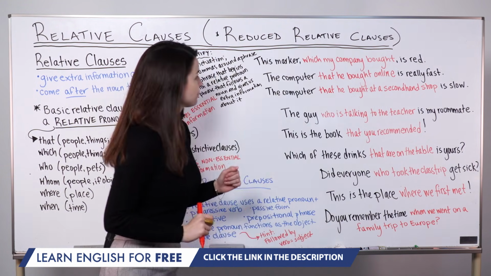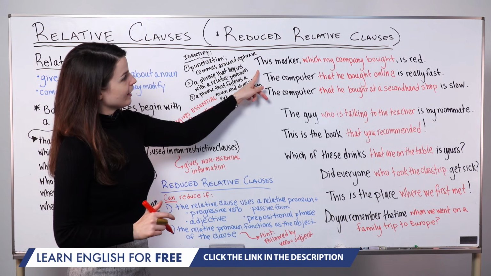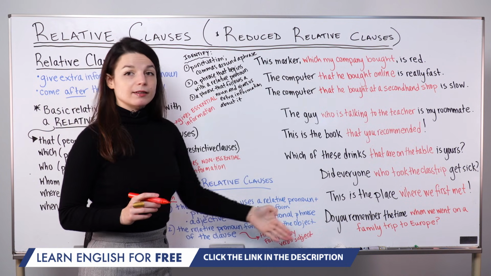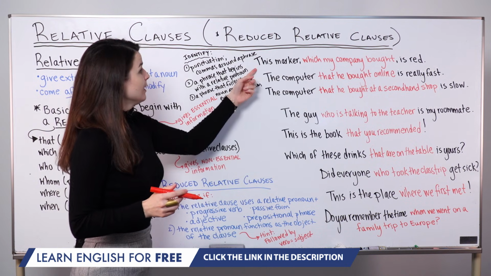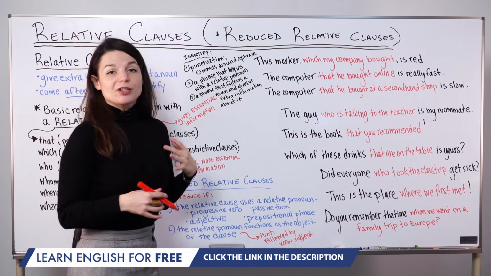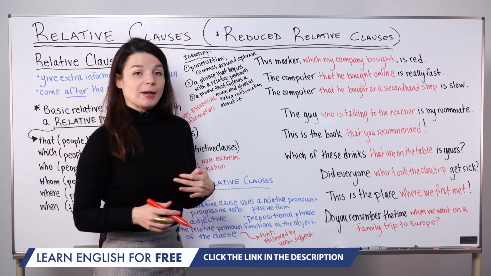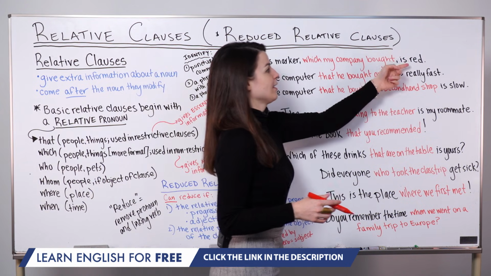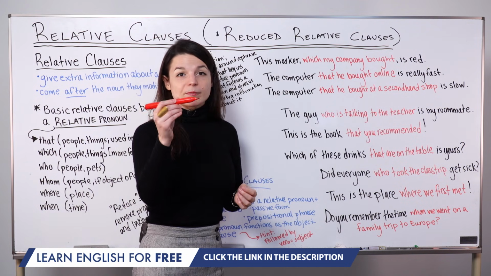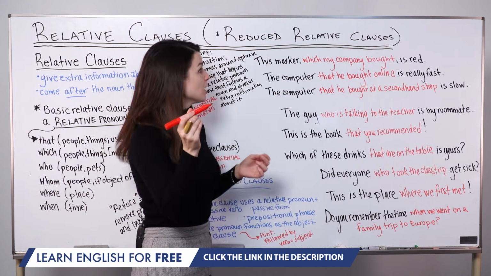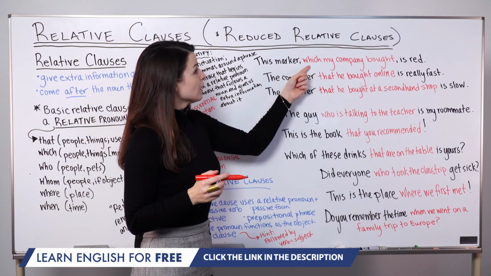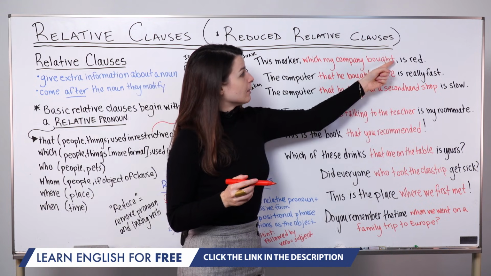Let's look then at this first example sentence. I've marked the relative clause in each sentence in red marker. This first example sentence introduces a basic relative clause pattern. This marker, which my company bought, is red. In this simple sentence, I'm describing this marker. This marker, which my company bought, is red. Here, my relative clause is this part right here.